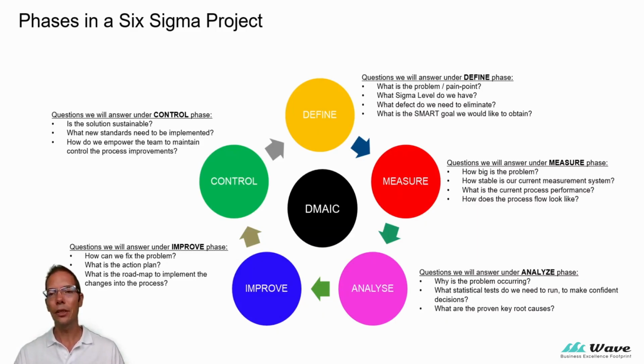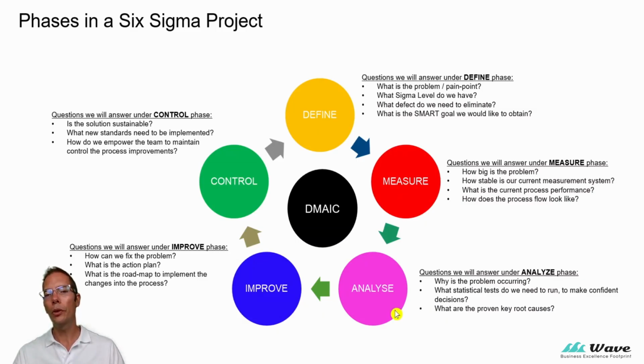Then the next question is, what is the current process performance? Therefore, you can identify that there is a very strong link between the measure and define phases. That's why they overlap with each other a bit, because you need to measure certain things in order to place them into our project charter that appears in our define phase. And we will also ask ourselves in the measure phase, what does the process flow look like and how do we visualize it?